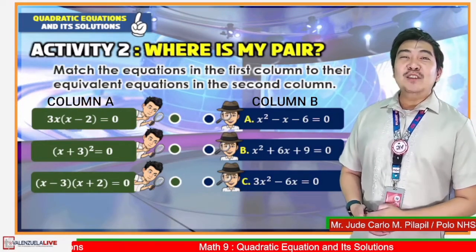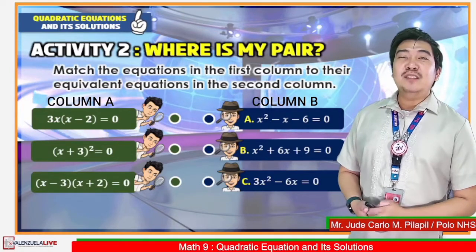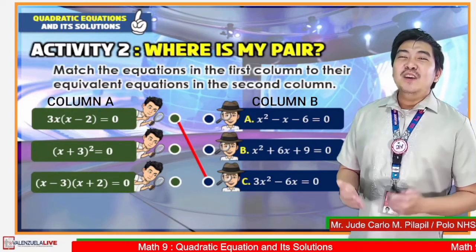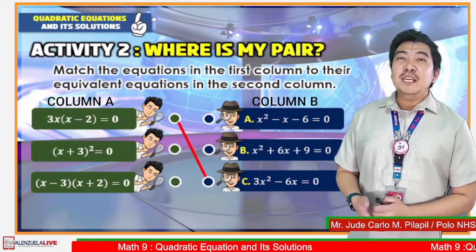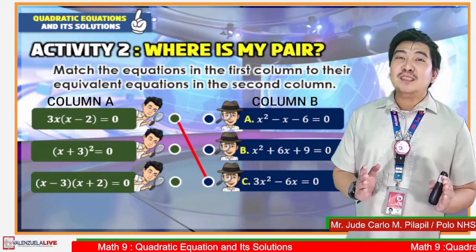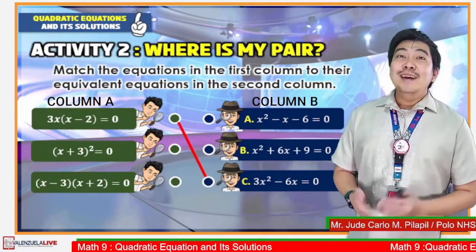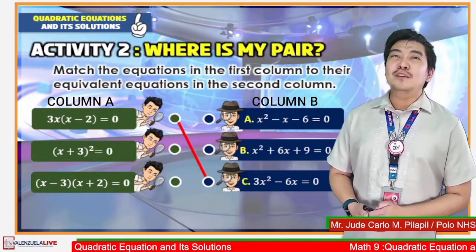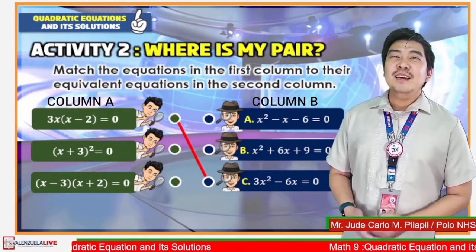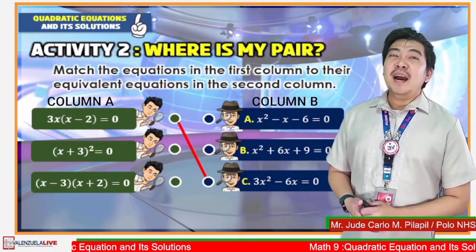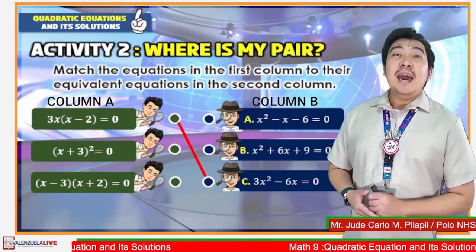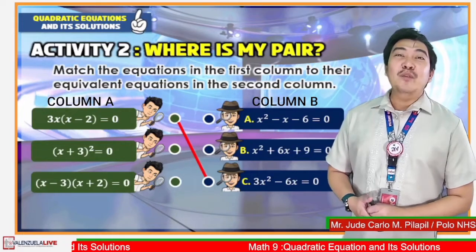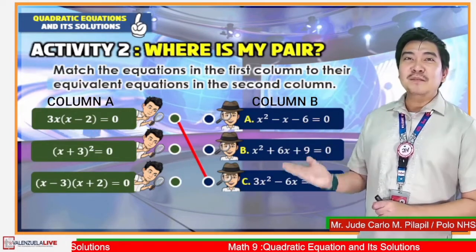If your answer is C, 3x squared minus 6x is equal to 0, then you are correct. If you will apply distributive property to 3x times the binomial x minus 2 is equal to 0, then it will result to 3x squared minus 6x is equal to 0. Item number 2 is given by the square of the binomial x plus 3 is equal to 0. What is its equivalent equation in column B?